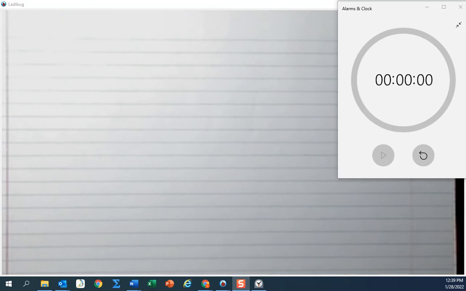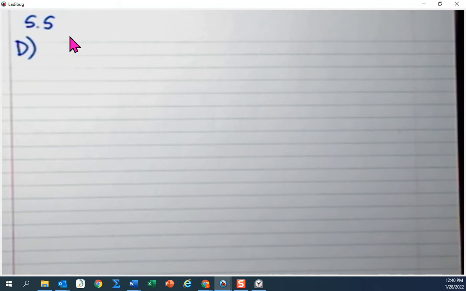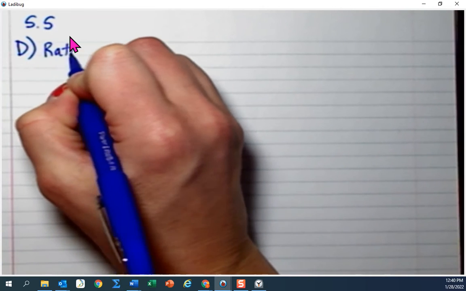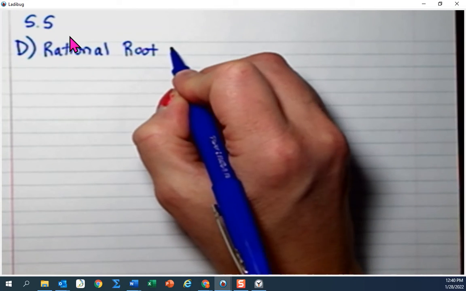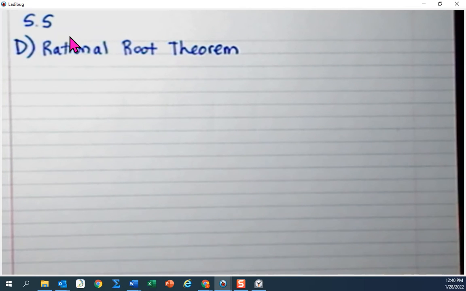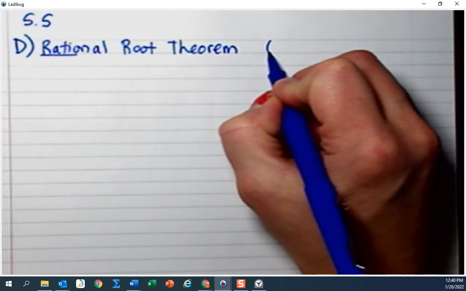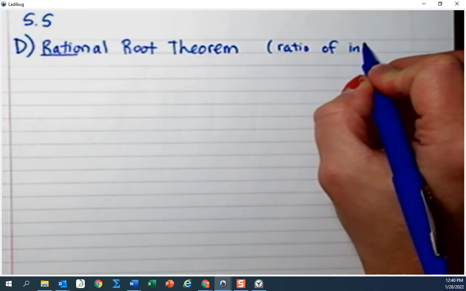Okay. Part D. So we are still doing synthetic division. We are just into the applications of it. And this one is called the rational root theorem. Okay, rational root theorem. Remember that rational means ratio of integers.